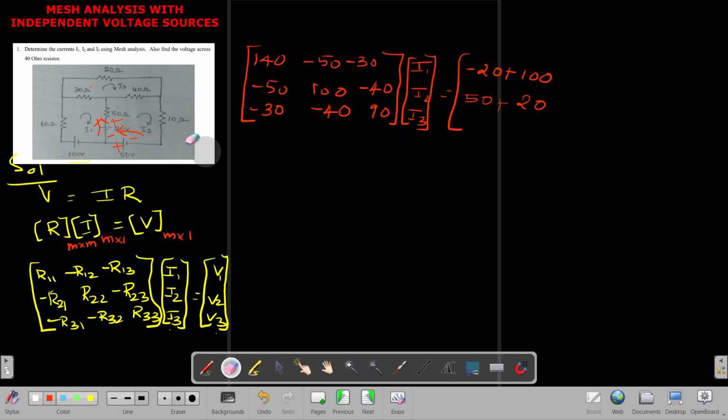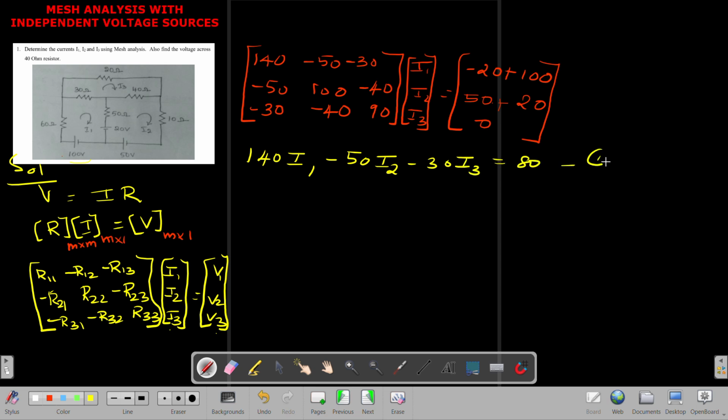Right, that's it. Now let's check mesh 3. In mesh 3 there is no voltage source, so I take that straight away as 0. Okay, that's it, and this is the voltage matrix. Now I simply apply the matrix multiplication and write the equation. So you can multiply this like 140 I1 minus 50 I2 minus 30 I3, which is equal to 80. This is equation number 1.